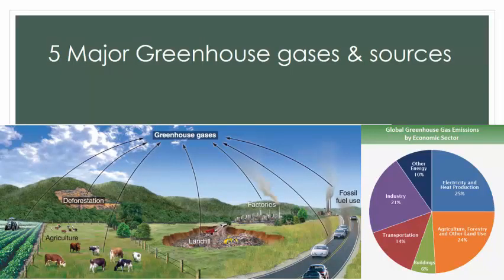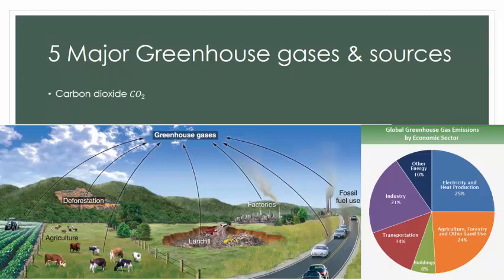Now, there are 5 main greenhouse gases that you need to know. Keep in mind that there are more greenhouse gases than just these 5, but these are the 5 that are outlined by the College Board that you need to know for the AP exam. The first one is carbon dioxide.